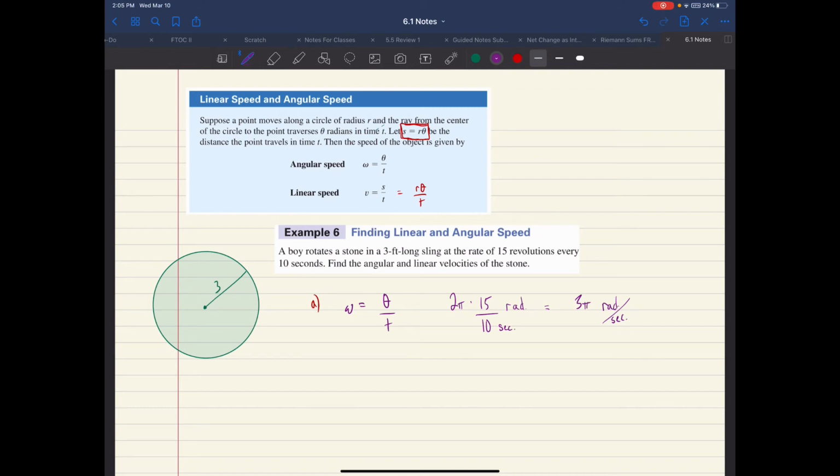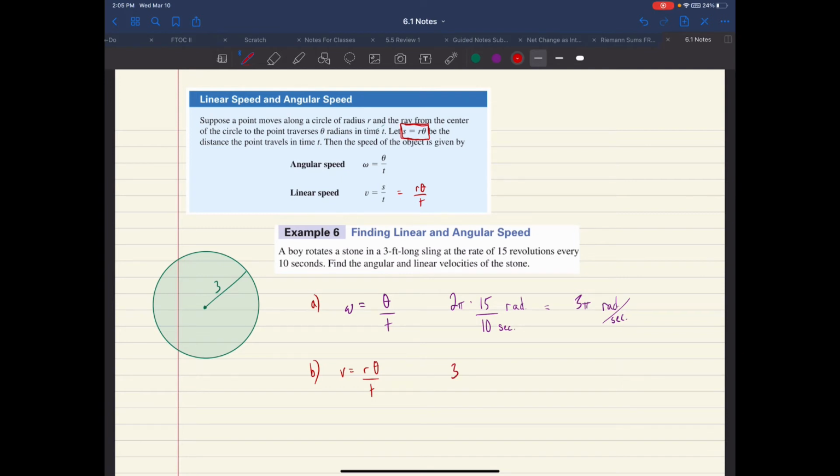Now for linear speed, our formula given, or the one I adjusted, is r theta over time. You'll see really quickly why I use r theta over time versus what they tell you to use. So the radius, we just fill that in. That's easy. The radius is 3.